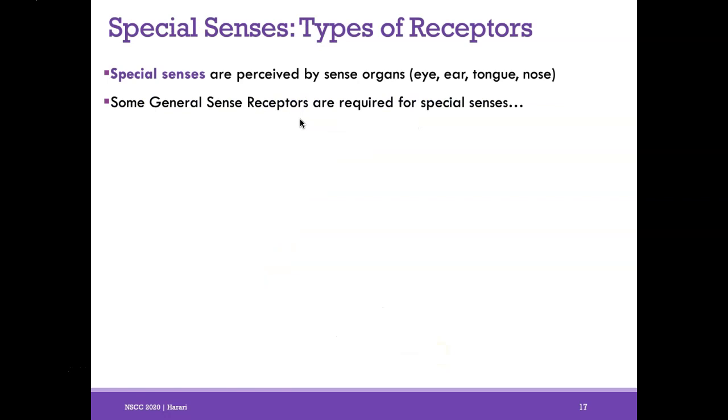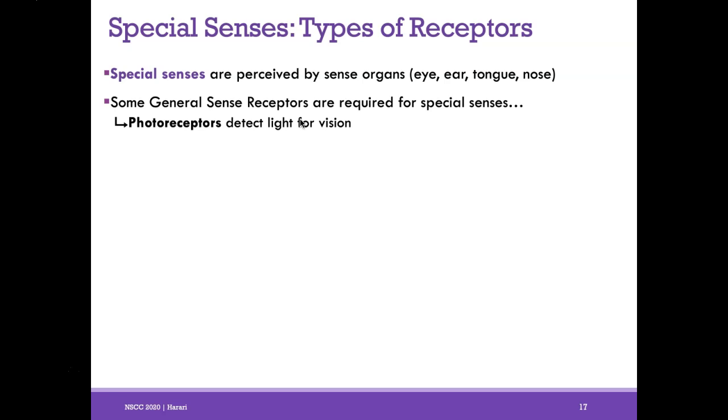So now we're going to move on to special senses that are all perceived by sense organs. Special senses are perceived by sense organs, meaning the eye, ear, nose, and tongue. We do have some general sense receptors that are required for our special senses. We said photoreceptors detect light, and we have photoreceptors in our retina, right in the back of our eye, that detect light for vision.